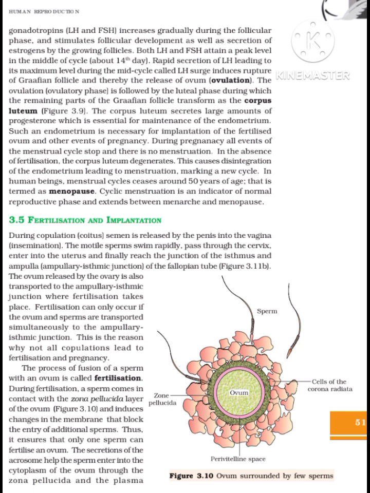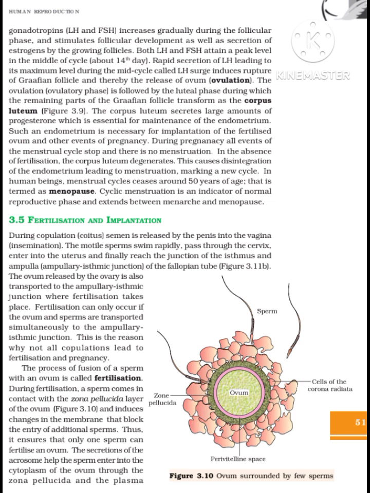The ovulatory phase is followed by the luteal phase during which the remaining parts of the Graafian follicle transform as the corpus luteum, figure 3.9. The corpus luteum secretes large amounts of progesterone which is essential for maintenance of the endometrium. Such an endometrium is necessary for implantation of the fertilized ovum and other events of pregnancy. During pregnancy all events of the menstrual cycle stop and there is no menstruation. In the absence of fertilization, the corpus luteum degenerates. This causes disintegration of the endometrium leading to menstruation, marking a new cycle.